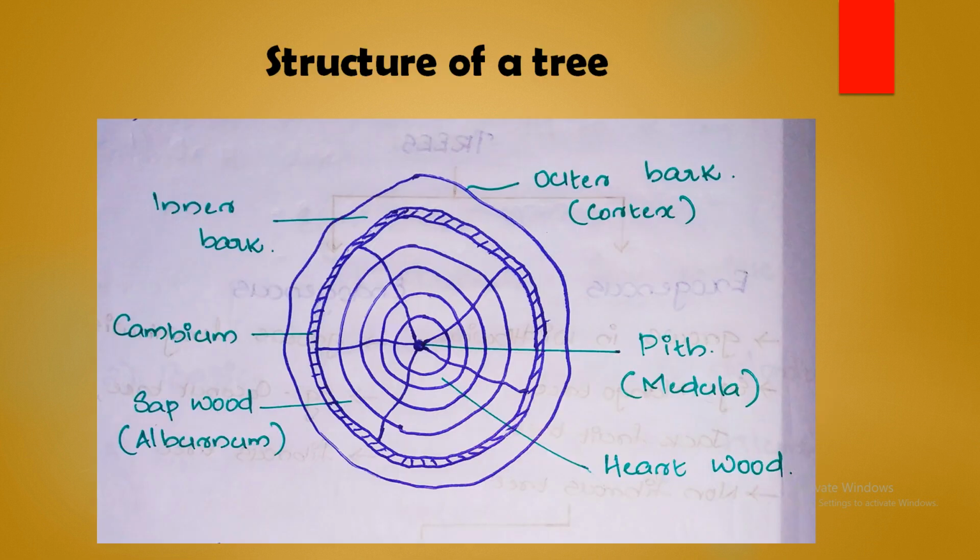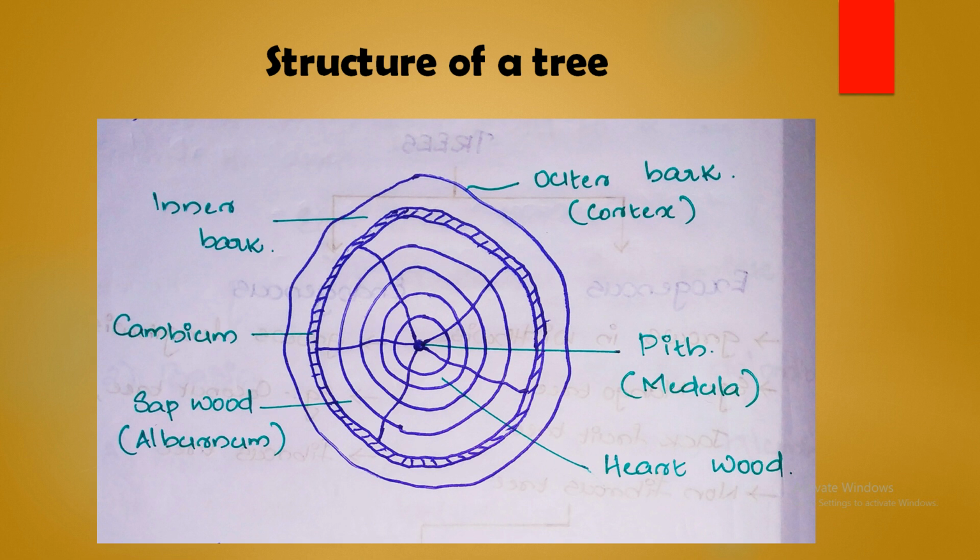Next is the structure of a tree. The figure shows a complete structure, or the cross section, of a tree. The macro structure of the tree has different layers, as we can see in the figure: pith, heartwood, sapwood, cambium, inner bark, outer bark, etc. I will discuss each one in detail.